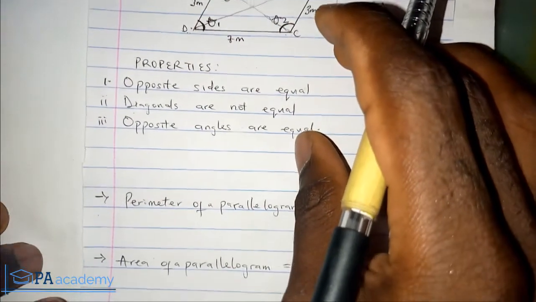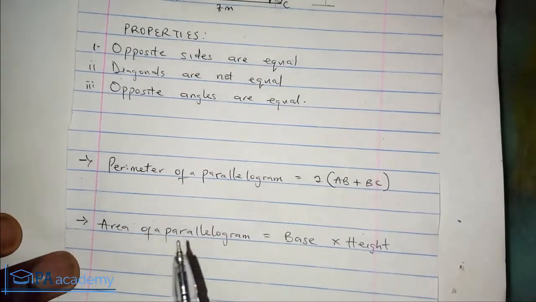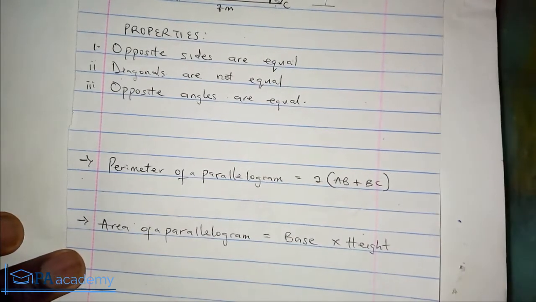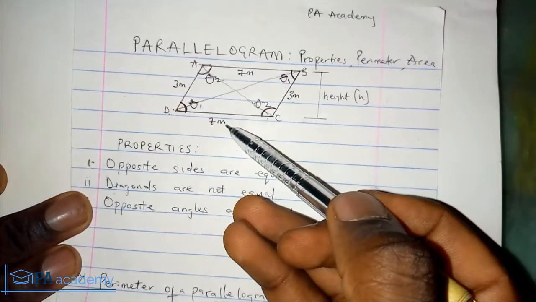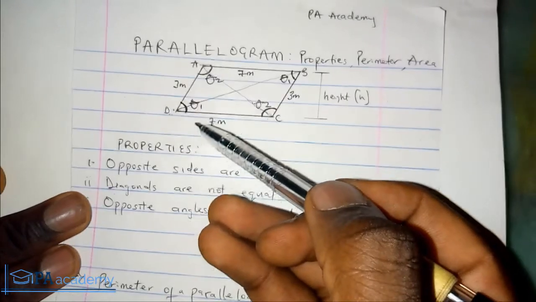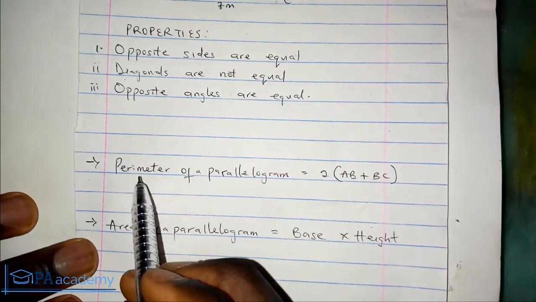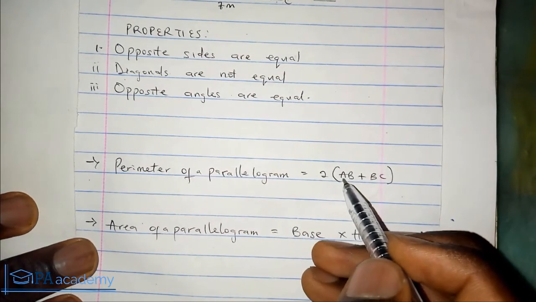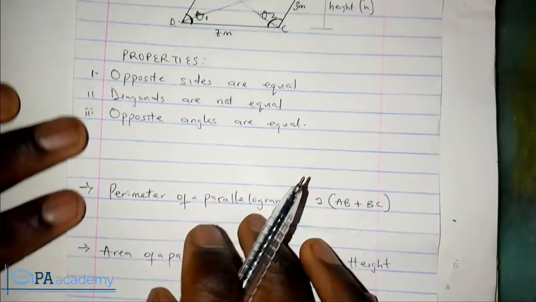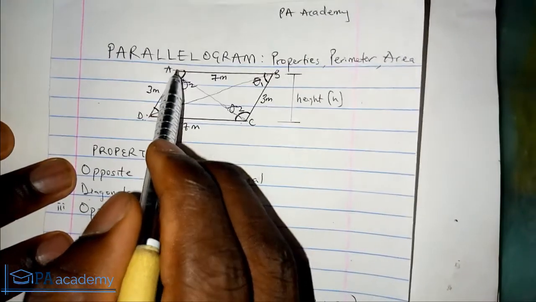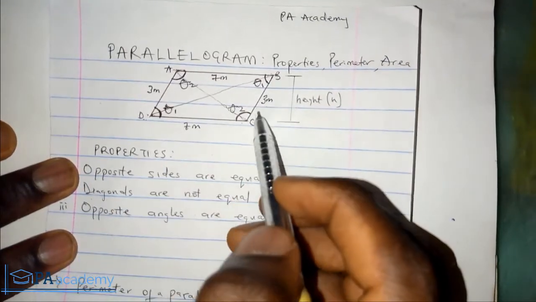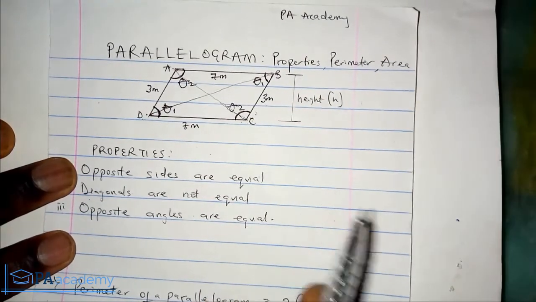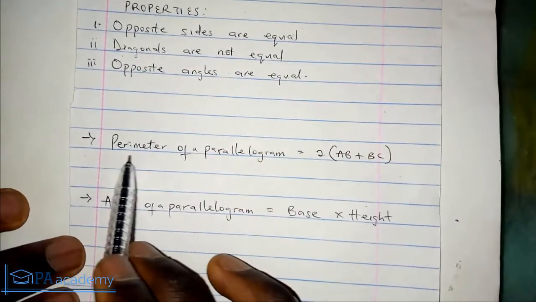So let's look at some of the formulas related to parallelogram. When you want to calculate the perimeter of a parallelogram, perimeter means the addition of all the sides. A parallelogram has 4 sides. So if you add the length of all the sides together, that's what we mean by perimeter. So to get the perimeter of a parallelogram, that's 2 into brackets AB plus BC. So the length of this and the length of this side. Once we add them together, we multiply by 2. That's how we get the perimeter of a parallelogram.